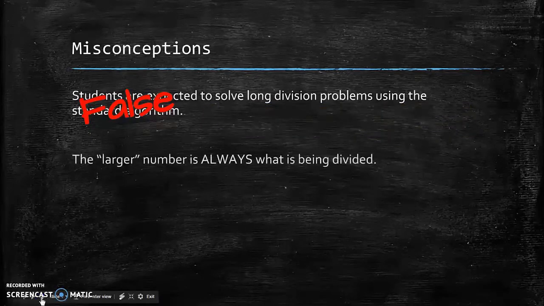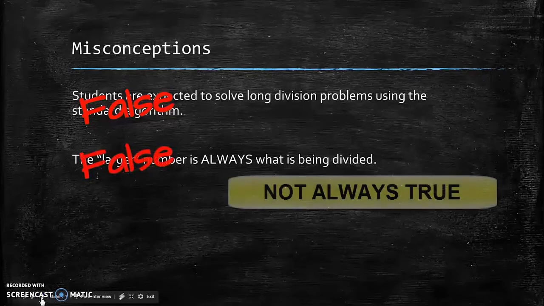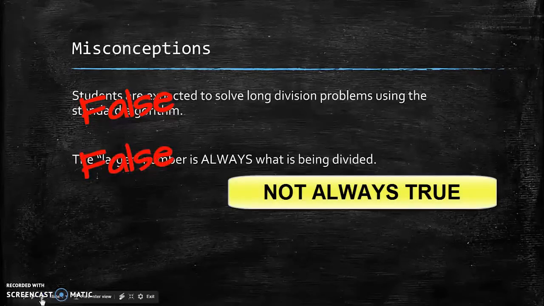Another misconception is the number with the greater value is always the quantity that is being divided. This isn't always the case, particularly when interpreting a fraction as division. For example, 1 pizza can be divided among 4 people so that each person receives 1/4 of the pizza. So 1 divided by 4 equals 1/4.